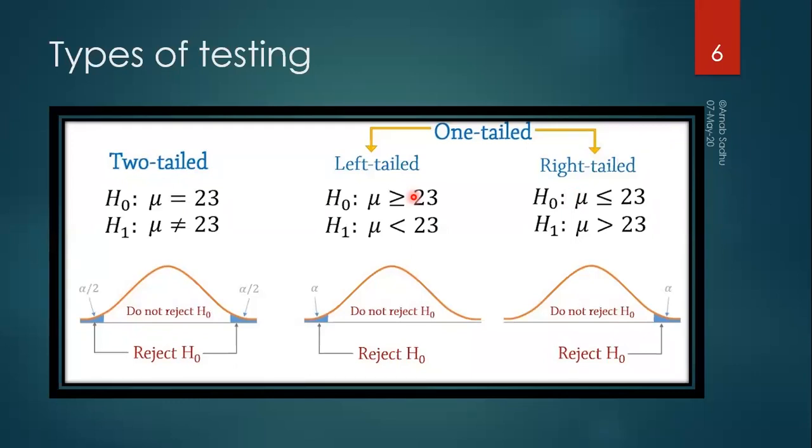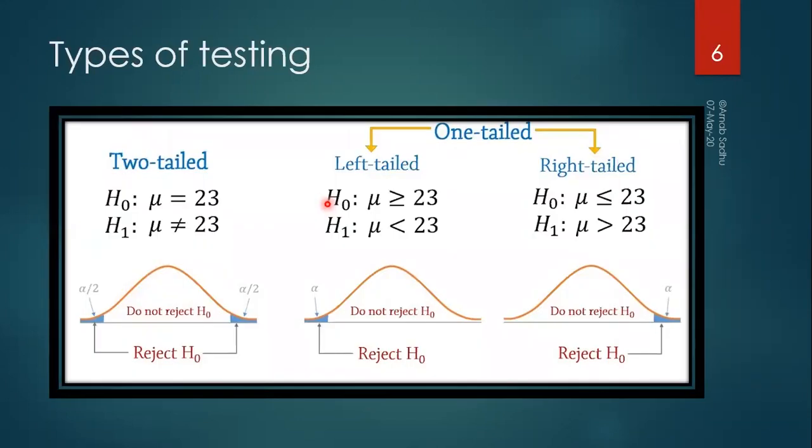But if I have any value of mu less than 23, it will be rejected. So it is called a left-tailed hypothesis. Whereas if I say mu is less than or equal to 23 is my hypothesis, then any value which is greater than 23 will reject the null hypothesis. So it is called a right-tailed hypothesis.